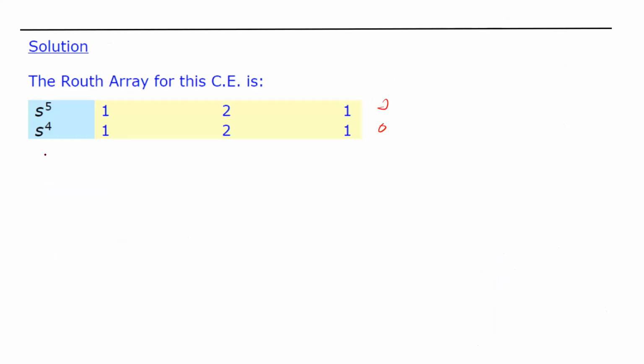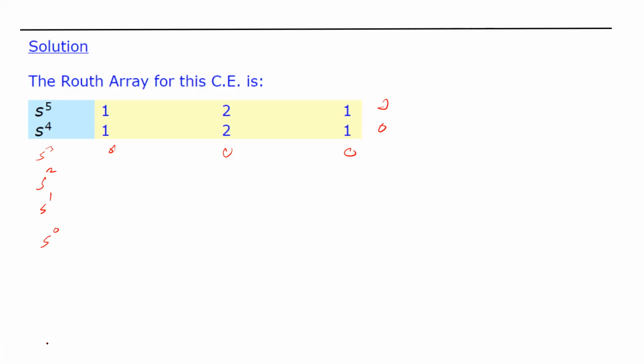Let me proceed to this one, to the S3. 0, 0. It will be 0, 0, 0. I should stop here, because this is going to S squared, S to the 1, S to the 0. Auxiliary equation. So I should proceed.